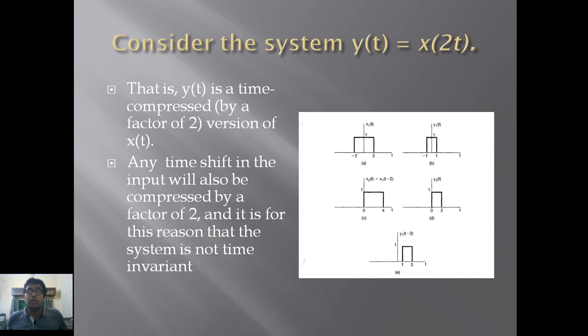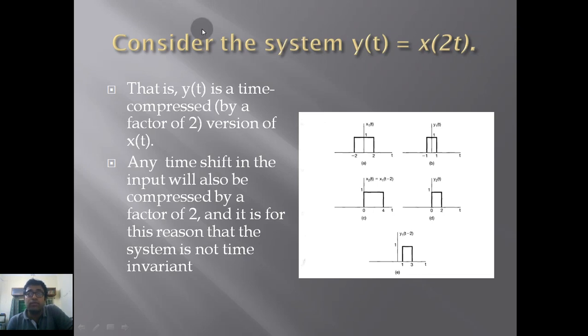Now consider this system where y(t) is equal to x(2t). Here a time scaling process has been applied to the signal, that is, y(t) is time compressed by a factor of 2. Because of the compression, the frequency of the signal will increase and the graph of the signal will be compressed. Any time shift in the input will also be compressed by a factor of 2, and for that reason the system is not time invariant.